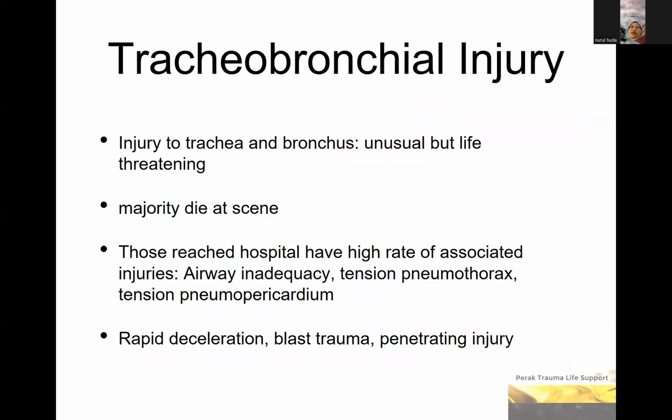Okay, now we proceed with the tracheobronchial injury. It is an injury to the trachea and bronchus. It is unusual, but it is life-threatening. So the majority of patients will die at scene.